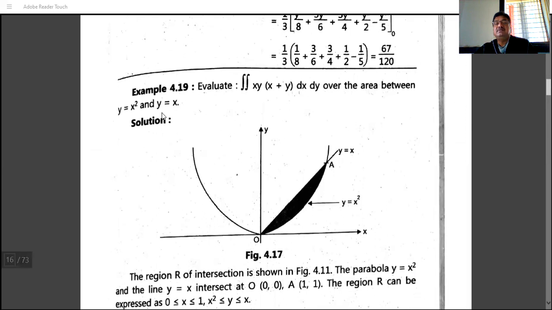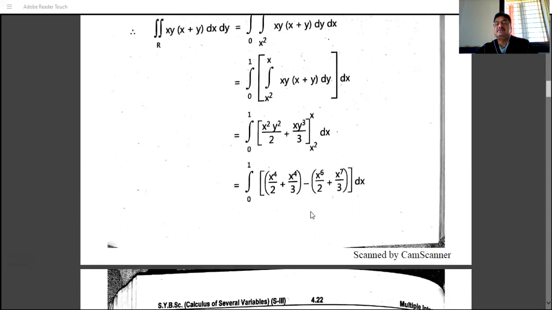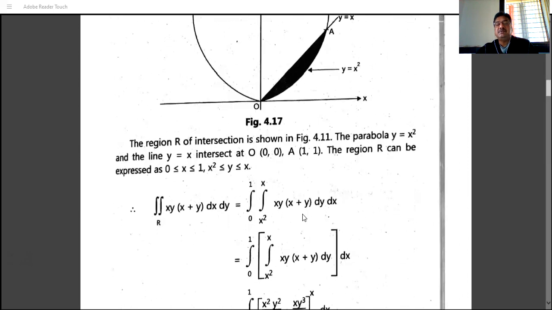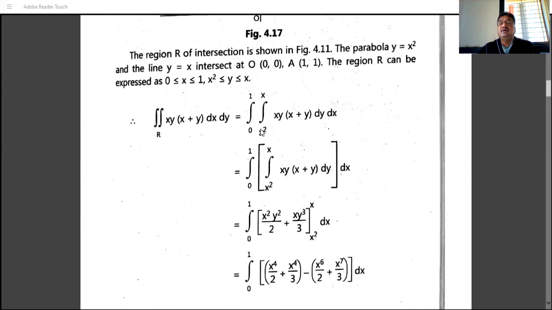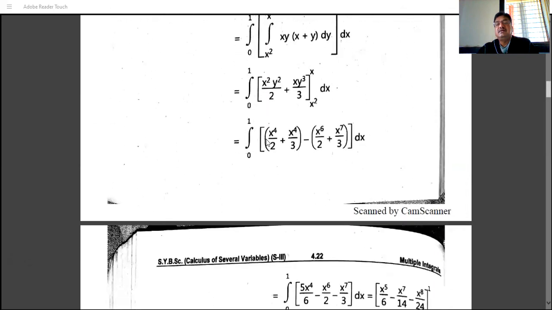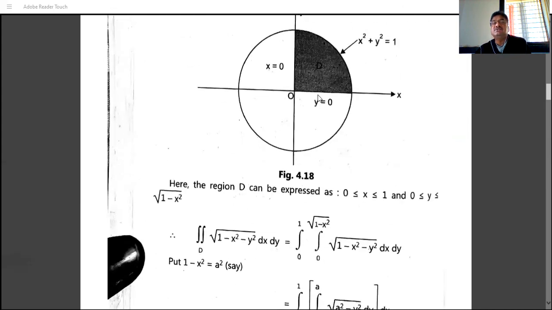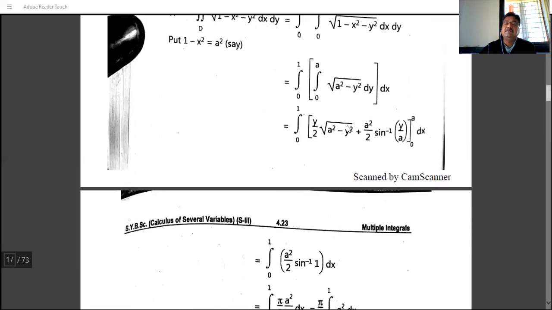And the answer of this example 4.19 here is solved with respect to y first and then with respect to x. We can also solve this integration with respect to x first, and we have the same answer. The solution integrating with respect to x first is shared with you through the WhatsApp group. So observe both the procedures. We have the same answer, 3 by 56. So in that example, we can integrate with respect to x or with respect to y first. Okay, we have the same answer.